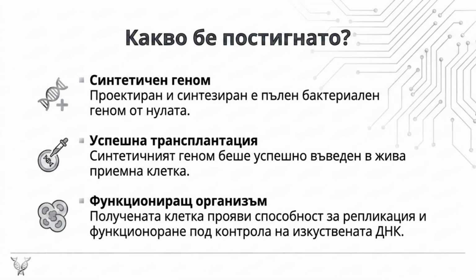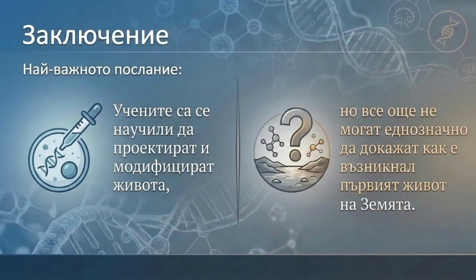Despite these challenges, much has been achieved. Scientists have successfully designed and synthesized an entire bacterial genome, transplanted it into a host cell, and observed that the resulting organism is capable of replication and function under the control of the synthetic DNA. In conclusion, while scientists have made incredible progress in designing and modifying life, we still cannot definitively prove the specific steps that led to the emergence of the very first life on Earth.